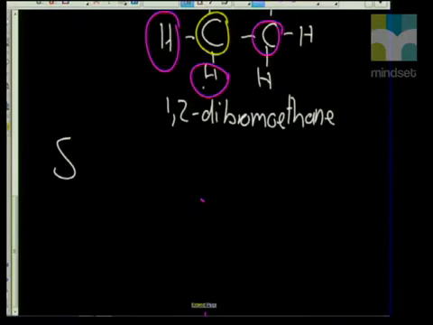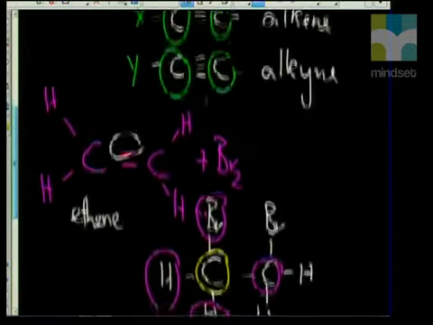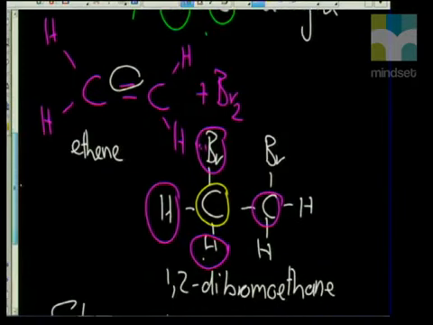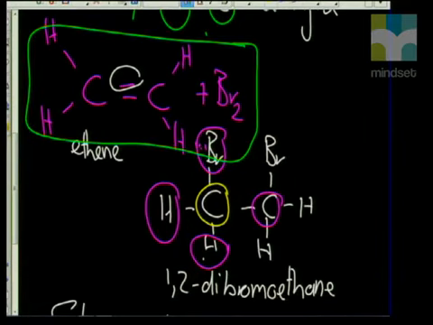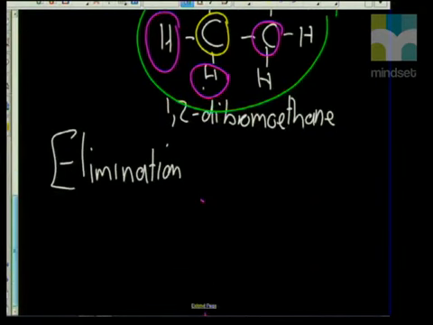One is the reverse of addition. Let's do the reverse of addition. We call this elimination. Now, with addition, what I want you to notice is that we start with 2 reactants, the bromine and the ethene, and we end up with 1. With elimination, what happens is the opposite.